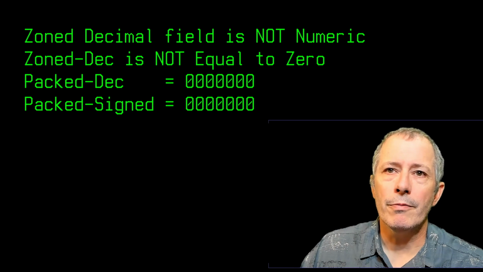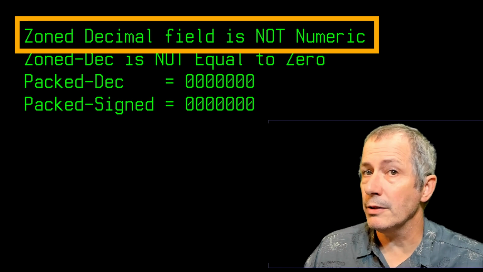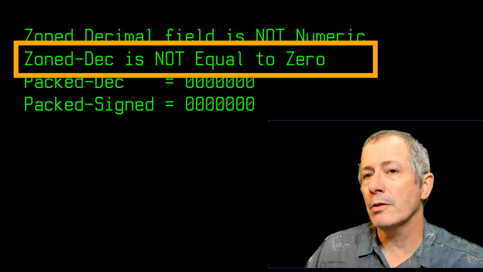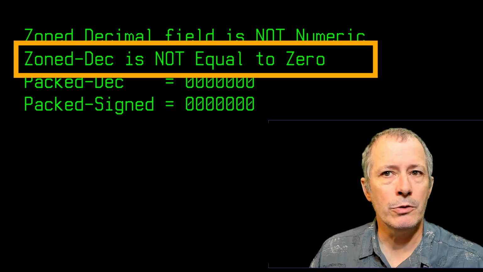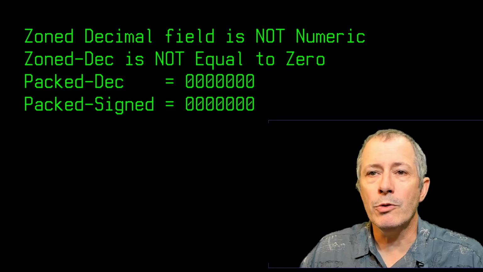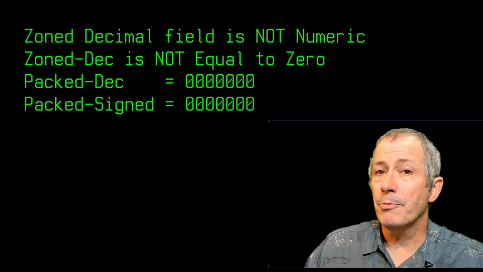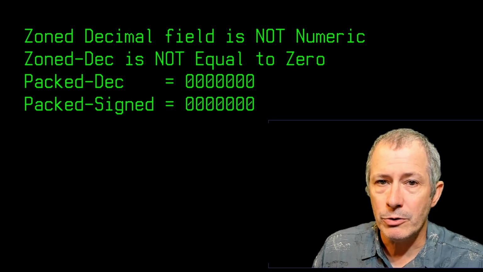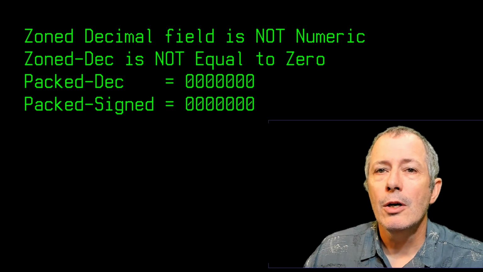This is the output. The Zoned-Decimal field containing spaces was not numeric. That is good. The Zoned-Decimal field containing spaces was not equal to 0. That is good. Or is it? Zoned-Decimal contained invalid data. The program did not abend. The if Zoned-Decimal is equal to 0 statement executed.